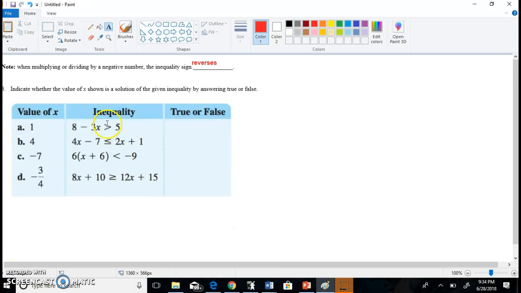Okay, number 3 says indicate whether the value of x shown is a solution of a given inequality by answering true or false. So to be a solution, it is a number that when substituted in for the variable, makes the inequality a true statement. So let's look at the first one. We have 8 minus 3x is greater than 5. So what we're going to do is replace the x with this 1 over here. And now we're going to do some arithmetic.